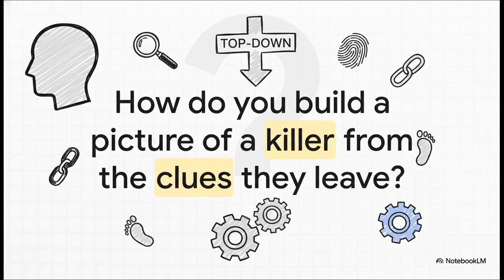So, this is the big question, right? How do you get inside the head of a killer, just from what they leave behind at the scene? The top-down approach was one of the first major attempts to create a system for doing just that. Let's dive in and see how they did it.